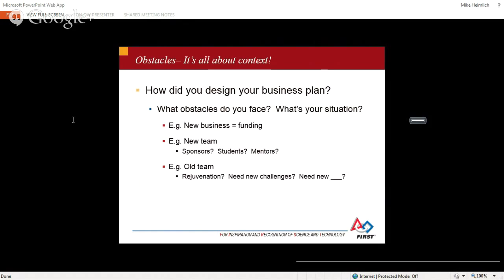So we've got things like funding for your team there, getting sponsors, new students or mentors, and also rejuvenating a team. If they're quite an old team and they're starting to slow down a bit, you might design a new business plan to be able to adapt for challenges you might face in the future, to bring in new money, to bring in more students or mentors, or just help yourself get a few new sponsors and things like that.